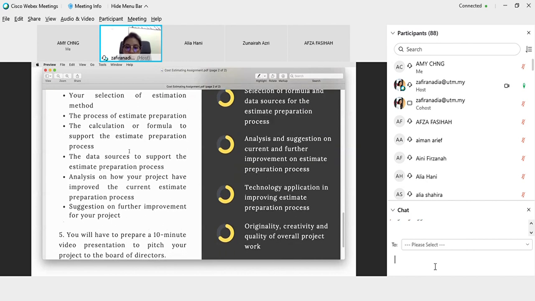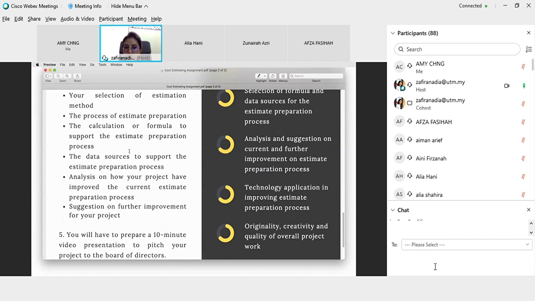Okay, and then after that, I want you to do a simple analysis on how your project have improved the current estimate preparation process. So the current estimate preparation process ni adalah yang very basic, macam apa yang I ajar sahaja. So I want to know apa lagi yang you baca ataupun you tanya ke QS ataupun you tanya ke contractor, macam mana diorang buat, and then you analyse. Your prototype tu, dia punya proses, how is it better than what I've taught you?